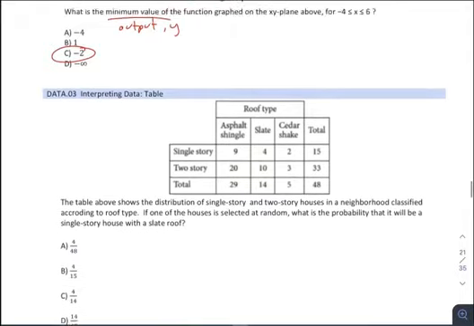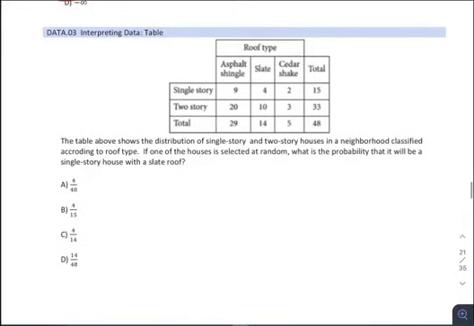All right. Interpreting data from different types of representations. It includes a table. It also includes probability. Again, there's a strong likelihood that you're going to have a question about probability or percents. And so I want you to see, can you read this information and determine what you need to answer.